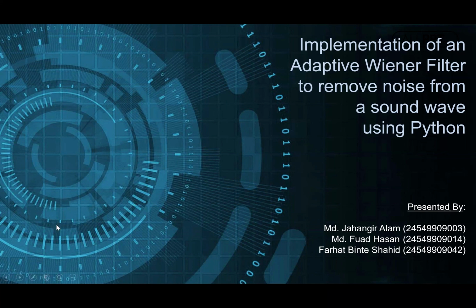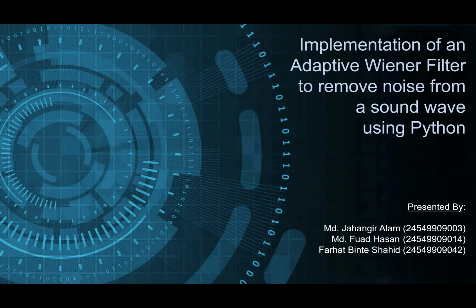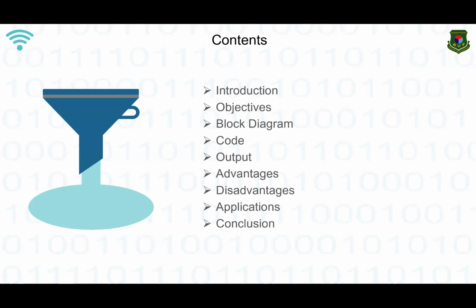This is Farhat Binte Shahid, along with my other teammates, presenting today the implementation of an adaptive Wiener filter to remove noise from a sound wave using Python. If we look into the contents, firstly we will introduce what an adaptive Wiener filter is, then we will see the objectives of this presentation, and we'll look into some block diagrams. Then we'll see the code and the outputs, both with the noises, the sounds, and the graphs. And then we'll discuss the advantages, disadvantages, applications, and we'll conclude our presentation with a summary.